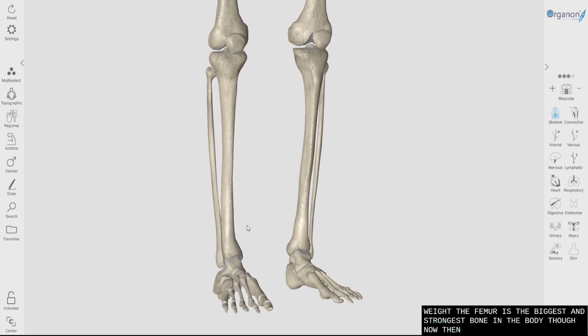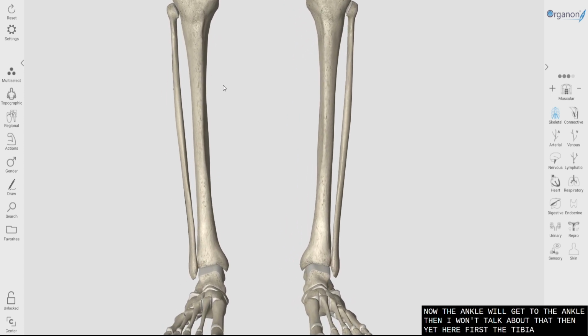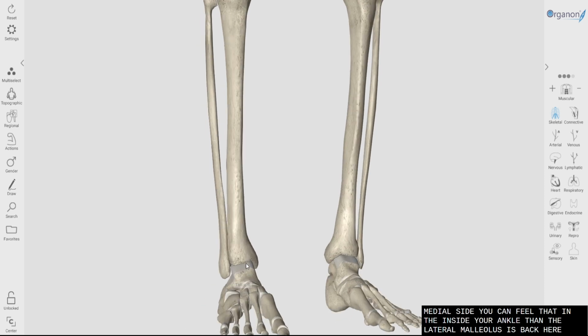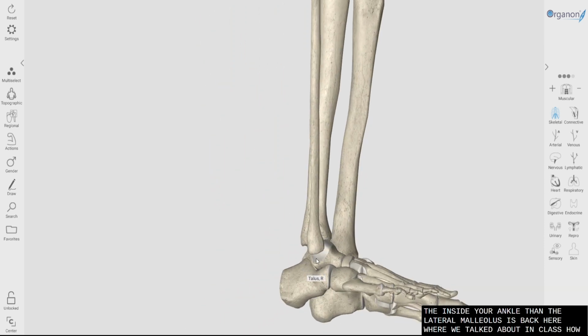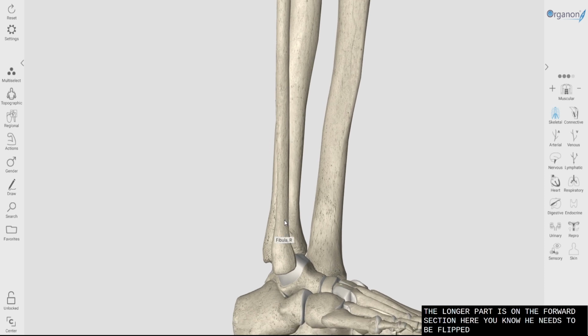Now in the ankle, we'll get to the ankle then. I won't talk about that yet. But here first, the tibia, left and right. Remember down here we have the medial malleolus, which is on the medial side. You can feel that on the inside of your ankle. Then the lateral malleolus is back here. Remember we talked about in class how this doesn't show it too well, but this side of the fibula goes down a little bit further for the lateral malleolus. And that's how you can tell the left or the right fibula. So if the longer part is on the forward section here, you know it needs to be flipped around to the other side.